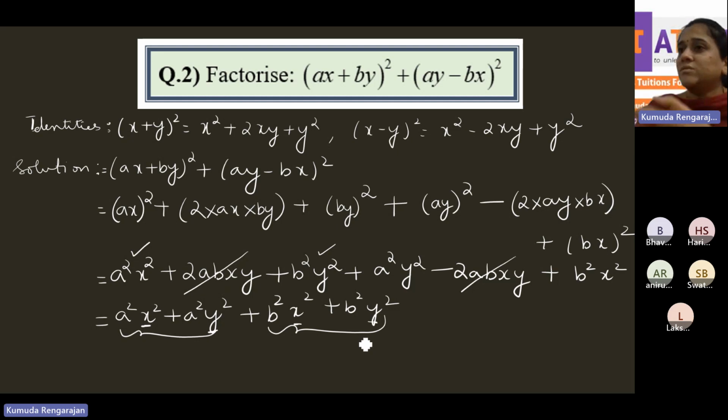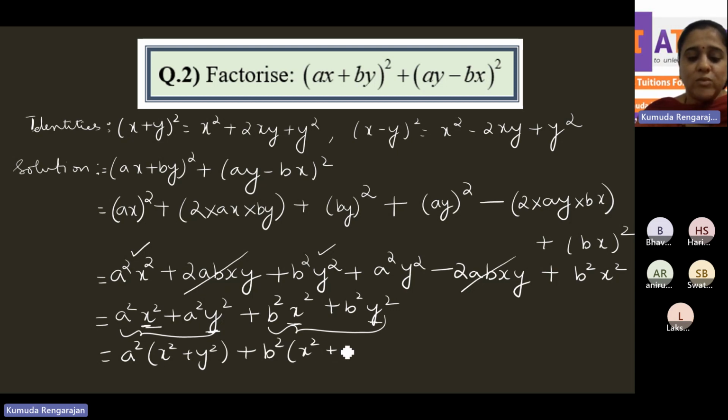The third and the fourth term have something in common. So here the first and second terms have a square in common. The third and fourth terms have b square in common. And again, while writing, we wrote x square, y square, x square, y square, that order. Now take out a square common. So in the bracket, you'll get x square plus y square, correct? Then plus b square is common. Again, in the bracket, x square plus y square.